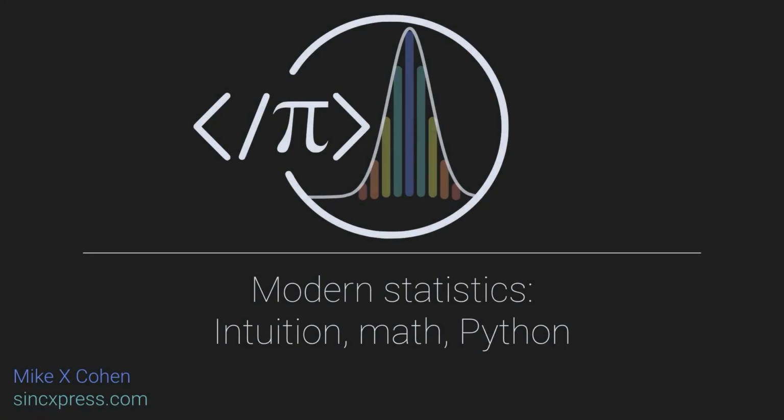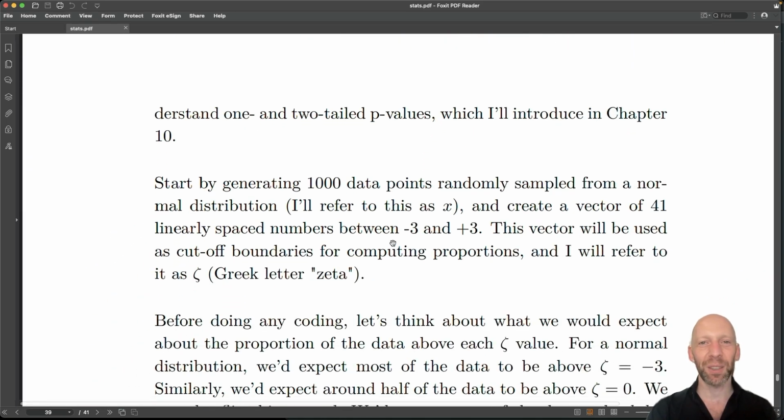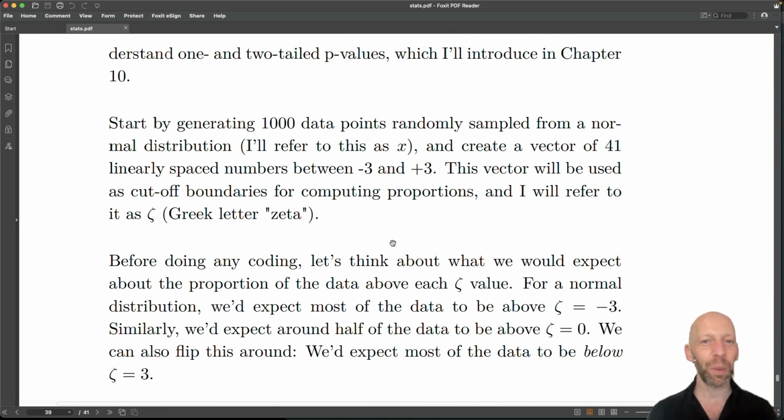Welcome to exercise 10 of chapter 8. This exercise is going back to CDFs, cumulative distribution functions, and here we are going to compute one empirically. This is also going to be a gentle introduction to the concept of p-values, which you will learn much more about later in the book. Obviously, p-values are central to inferential statistics, and you can't do statistics without using p-values, so it's really important to understand p-values. So this is a nice gentle introduction into the concept and computation of p-values.